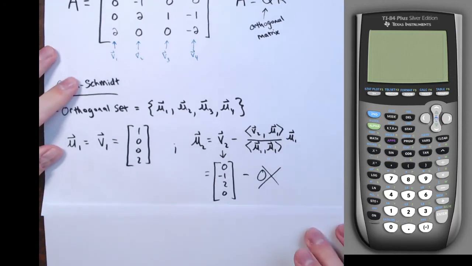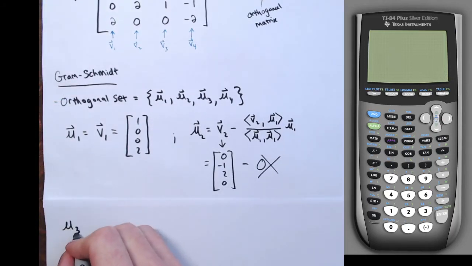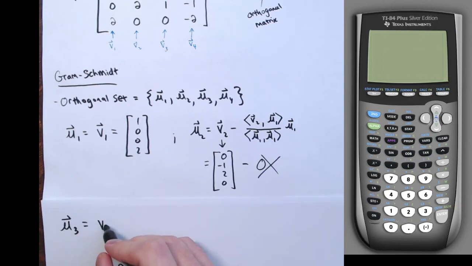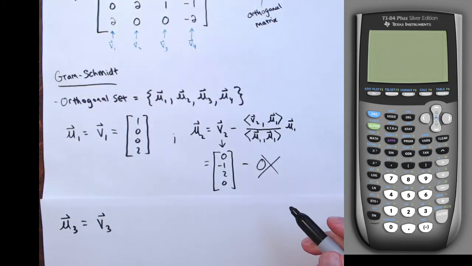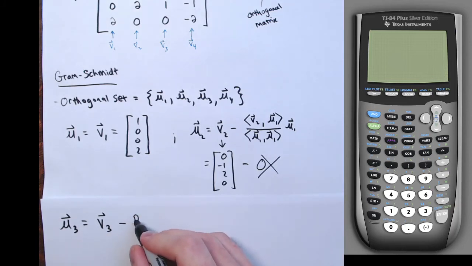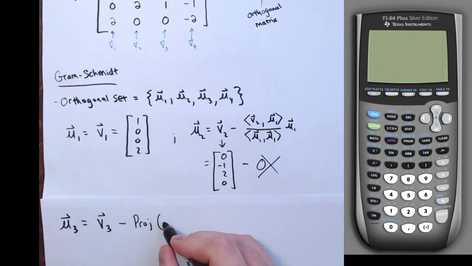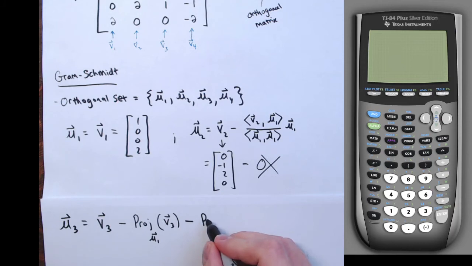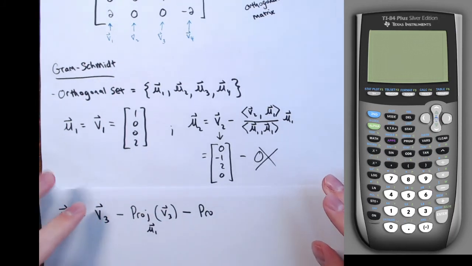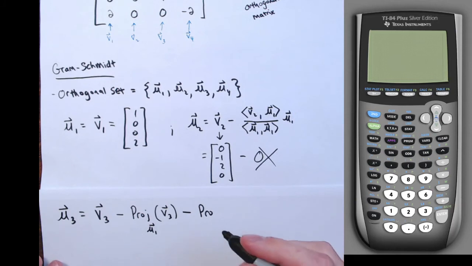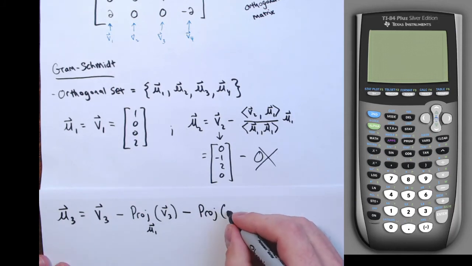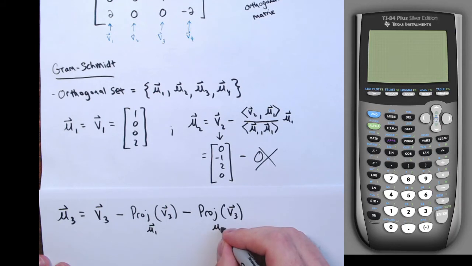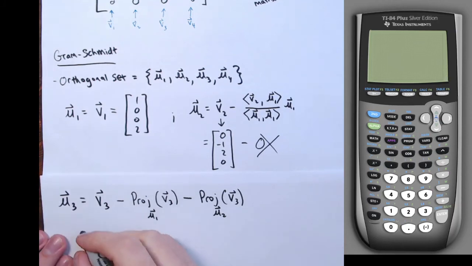All right, then u3 is v3. So the third column minus the, I'll just write projections, right? Instead of the formula, the projection of v3 onto u1, minus the projection of v3 onto all the previous vectors you've constructed in this orthogonal set. So minus the projection of v3 onto u2. Right, so v3 is the third column, so negative 2, 0, 1, 0.